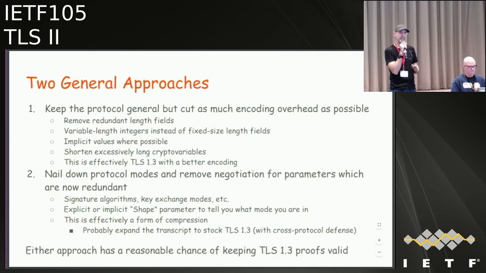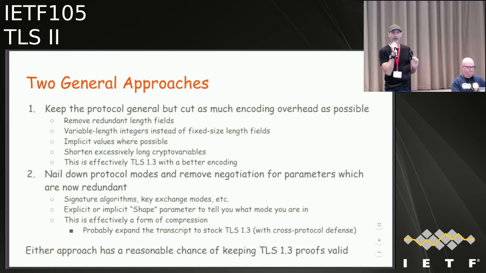So this is effectively just like TLS 1.3 with a better encoding. And so you basically get an isomorphism between 1.3 and CTLS, and it's pretty easy to convince yourself that those are the same protocol. And if you look at all the analysis work and the proofs, all the analysis work was basically done without really looking at the wire encoding in detail anyway, and so certainly doesn't pay much attention to, for instance, how long the length fields are. So that's strategy one.